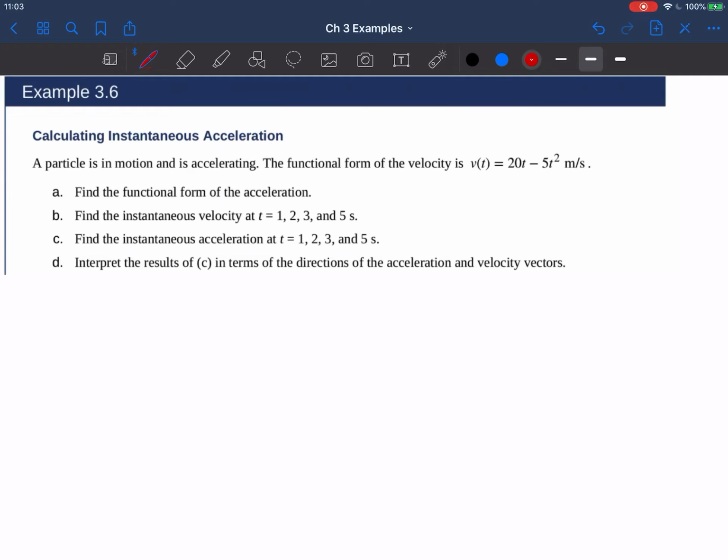In part B, they want us to find the velocity at 4 different times. In part C, they want us to find the acceleration at 4 different times. And in part D, they want us to interpret the results in terms of the direction of the acceleration and velocity vectors. So okay, what is our known?